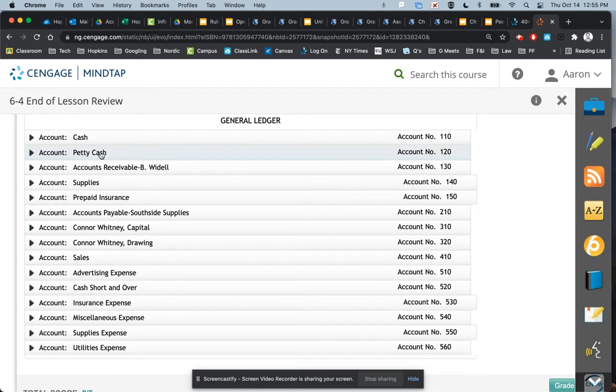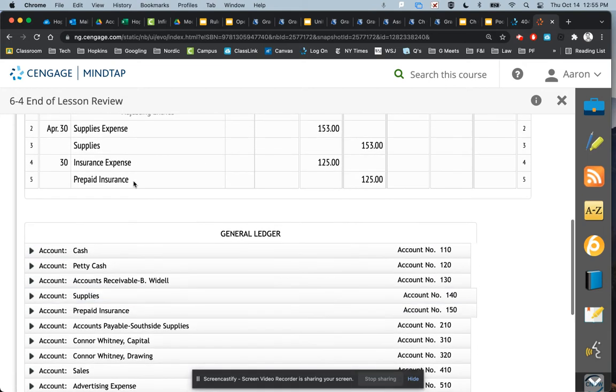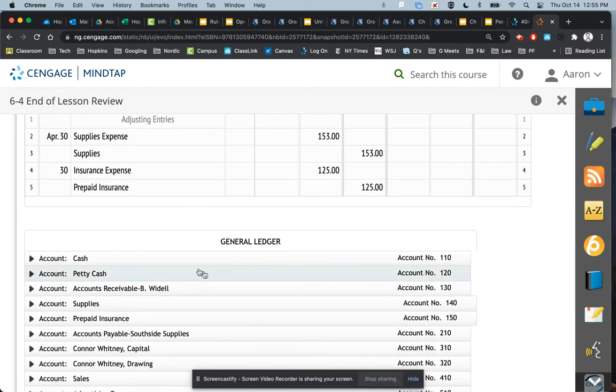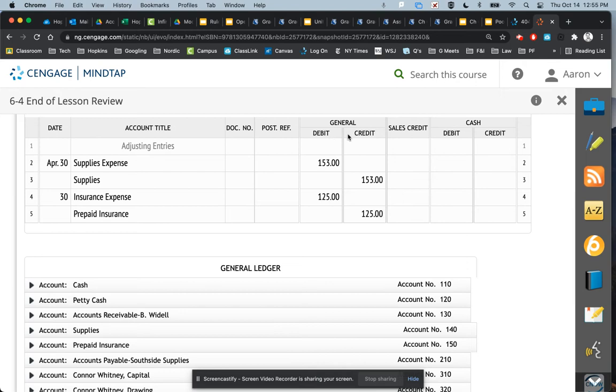Okay, there's our petty cash. We set that one up in chapter 5. We just set up insurance expense and supplies expense. And so we need to record all of this down here, because they're all in our general column. So we're going to do that.